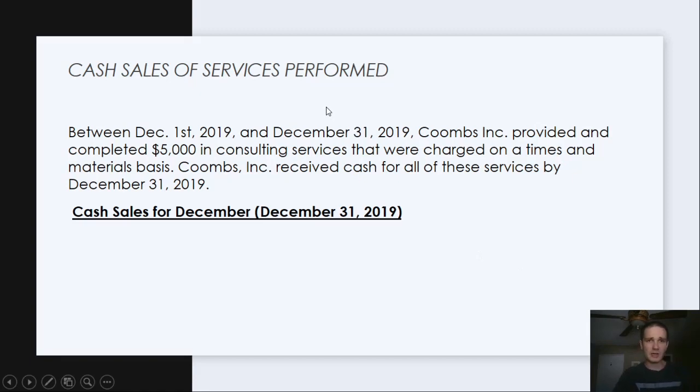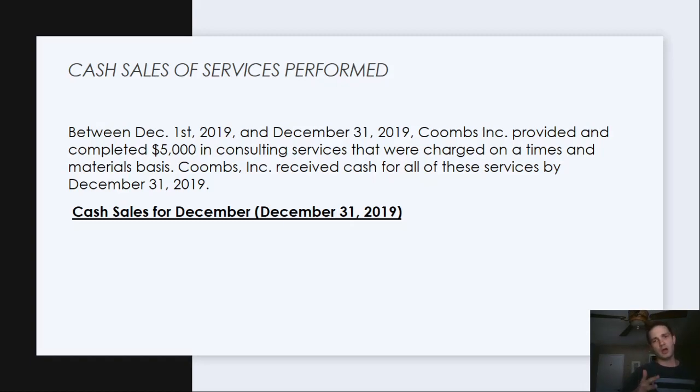Between December 1st, 2019 and December 31st, 2019, Coombs Inc. provided and completed $5,000 in consulting services that were charged on a time and materials basis. That means that the company is providing consulting services and billing those services for the times, the hours put in. That's what time and materials, or T and M, those letters, basis means. Coombs Inc. received cash for all of these services by December 31st, 2019.